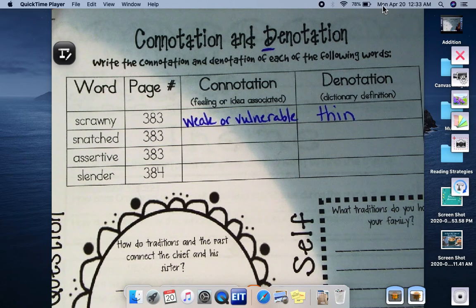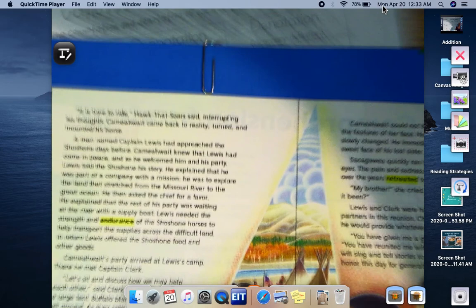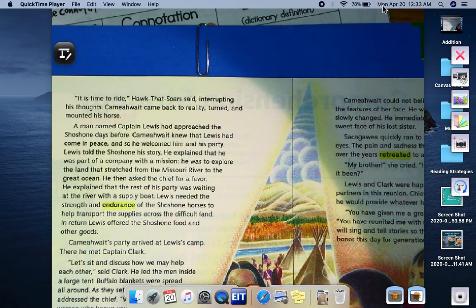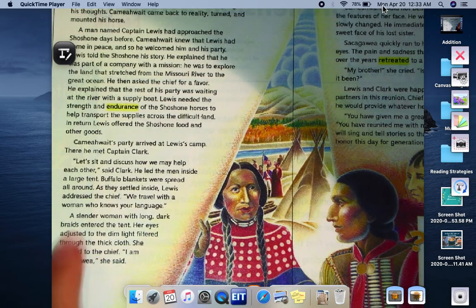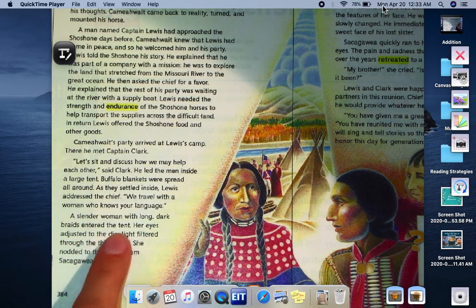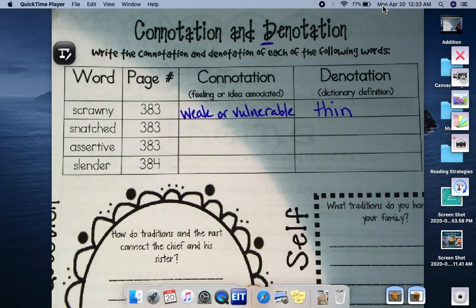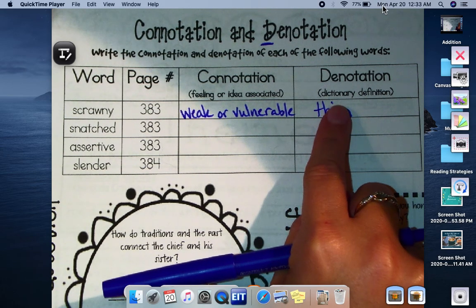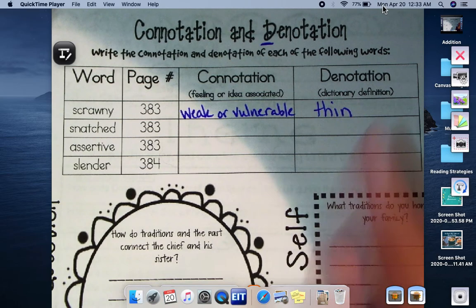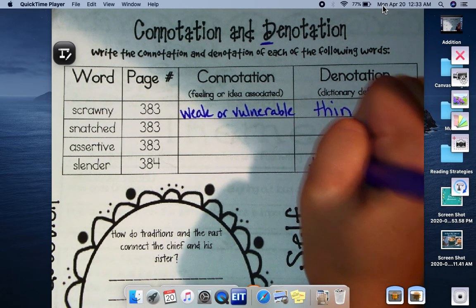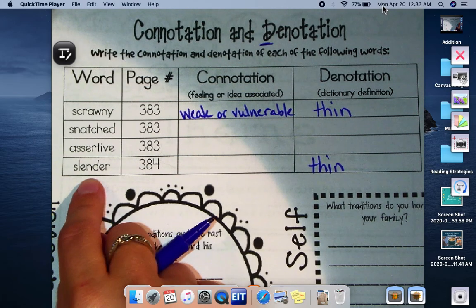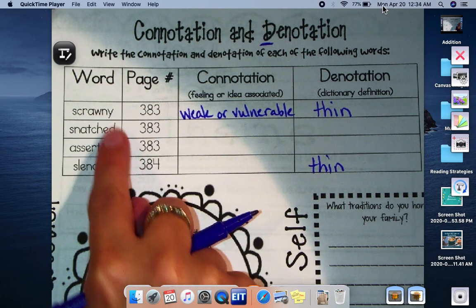Let me skip down to slender from page 384. Let's see if I can find it on here for us. Slender. Down at the bottom of page 384, "a slender woman with long dark braids entered the tent." So if she's slender, then the definition, the actual definition, denotation of slender is again thin. But when I say slender, I don't really picture something being weak like I do with scrawny.